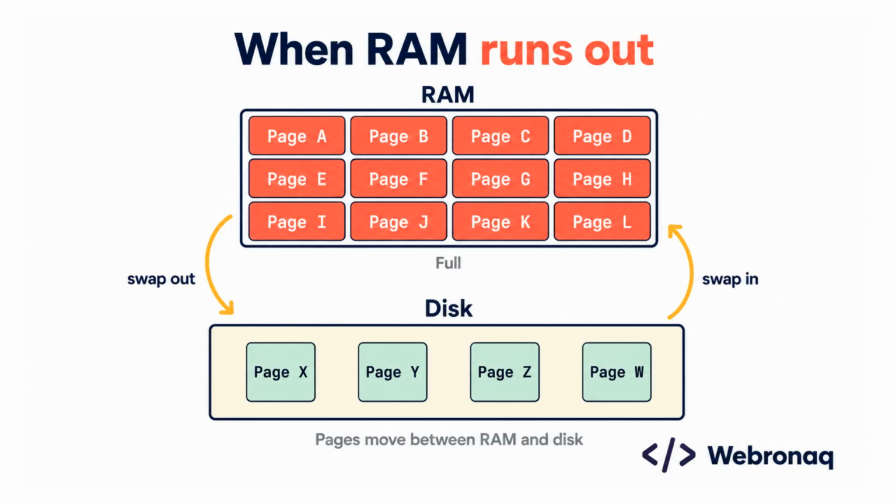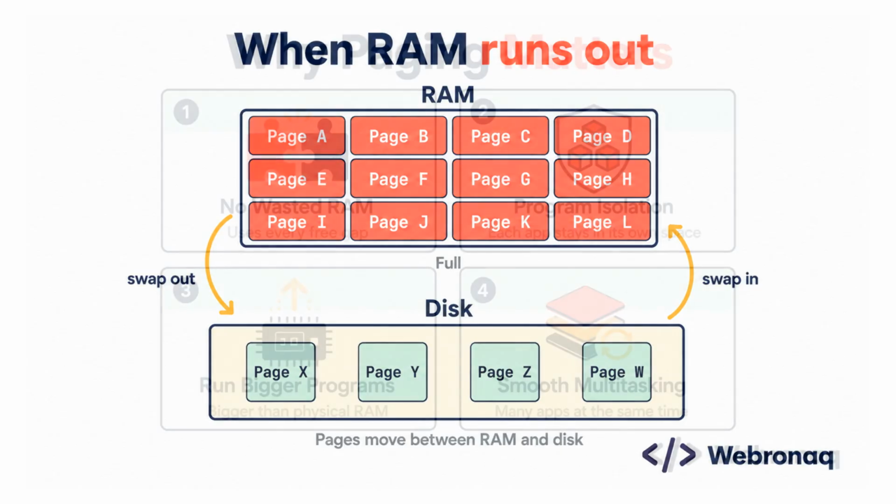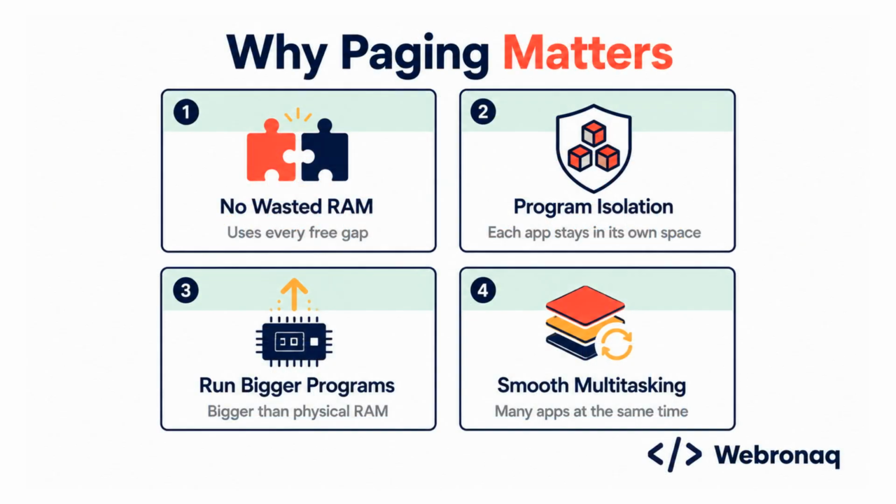It's the same idea as keeping only the books you're reading on your desk and leaving the rest on the shelf. Of course, disk is much slower than RAM, so when too much swapping happens, your computer starts to feel sluggish. That's the famous "my laptop is thrashing" feeling. So let's pull this all together.